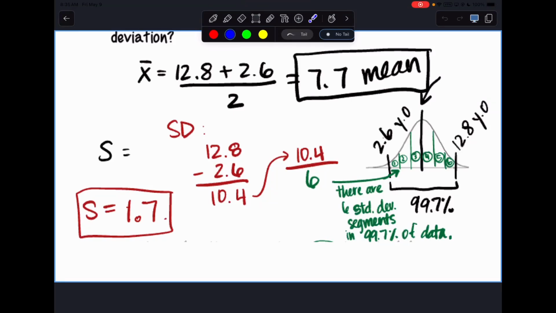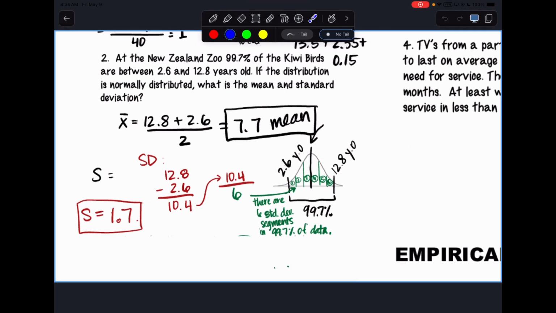Alrighty, so number 2, we left off on finding the mean. That was easy peasy. And then I got stuck with the standard deviation, right?